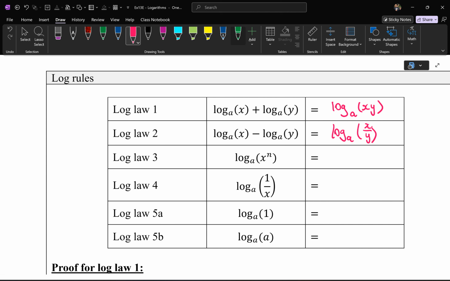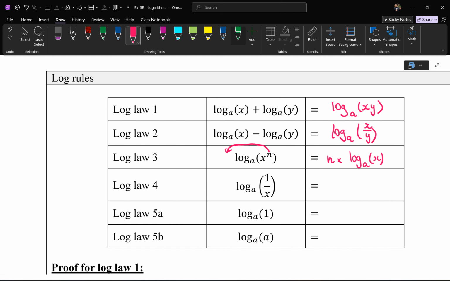Third one is an examinable one. They always do it in exams. The rule says that you can bring the power to the front and it becomes n times log base A of x. Okay, it's going to be one of the key rules that you'll be using. And then the rest is an expansion of it. Okay, so everything else is an expansion.